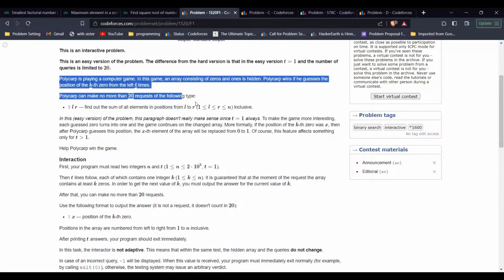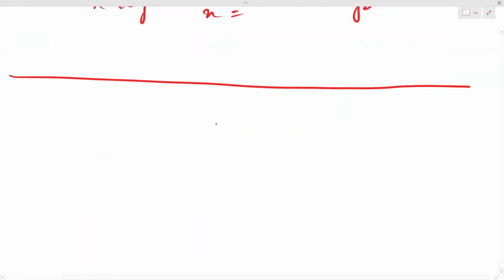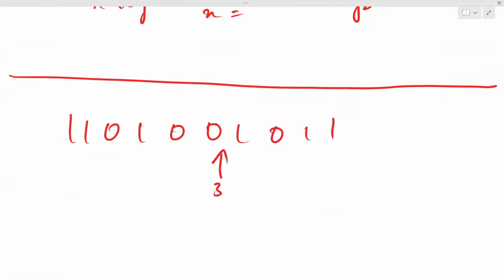So the problem statement is clear: if we have L to R, like a range, we get the sum of the elements, and we have to find the position of the kth zero. So the kth zero is nothing but, if I have elements like this and I have to find, let's say, the third zero, so this is the third zero.